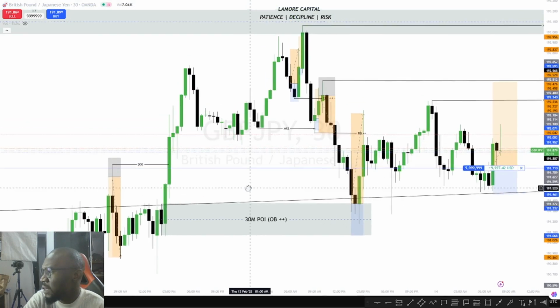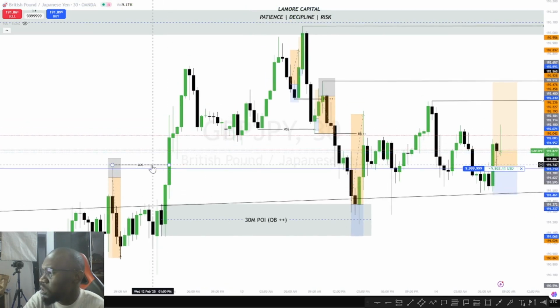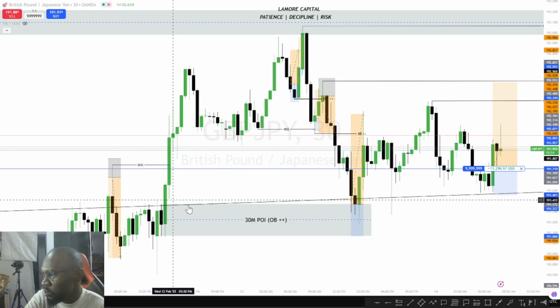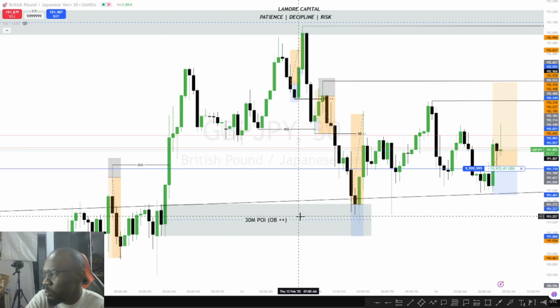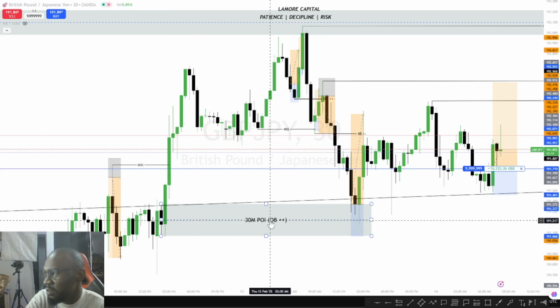When I came to the 30 minutes time frame, the first thing I look for is my breakup structure. Now, if I have a breakup structure, I'm surely going to have an order block under. So if I look at here on the 30 minutes time frame, I have an order block here. So this is my 30 minutes point of interest.